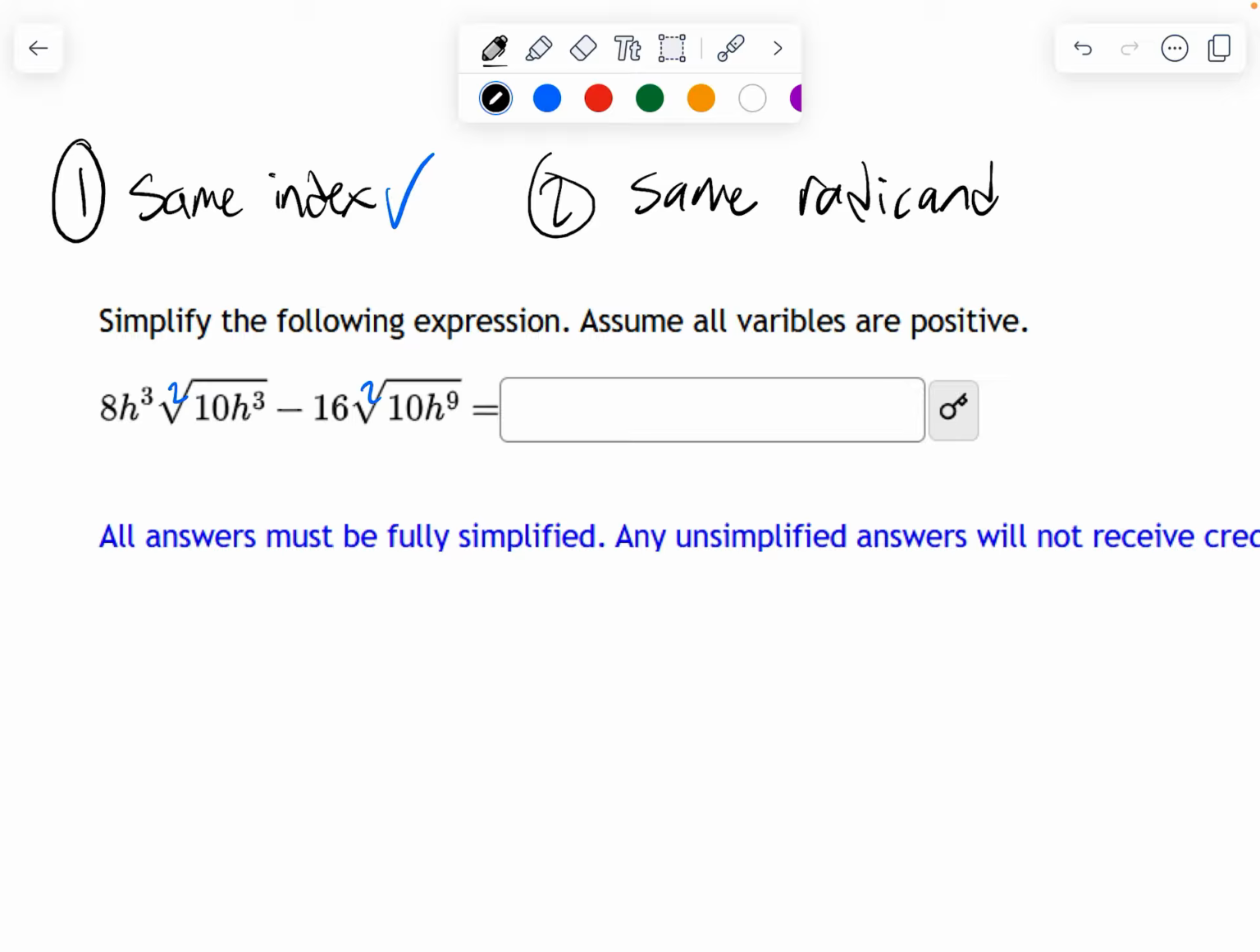Now, the issue here is the second qualification, the same radicand. They're very, very similar. One is 10h to the third, the other is 10h to the ninth. The 10s are the same, the h's are there, but the powers of them are different. They must match in order for us to add these together. So what we're going to do is simplify the radicals and see if they get the same radicand. And if they do, awesome. And if they don't, then that's unfortunate, and we won't be able to do anything.